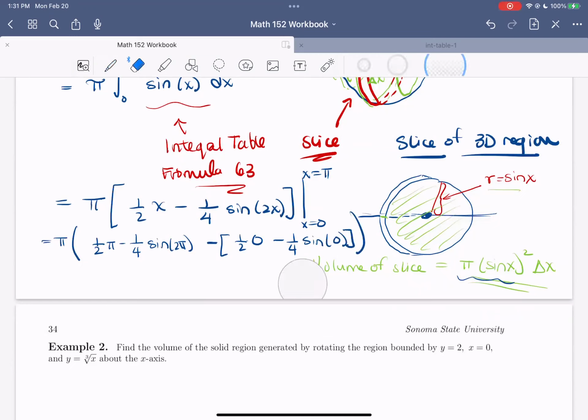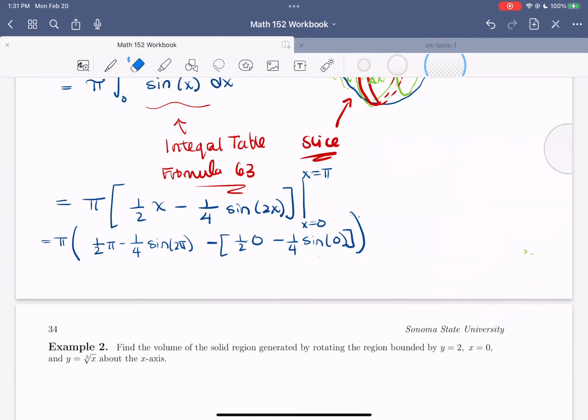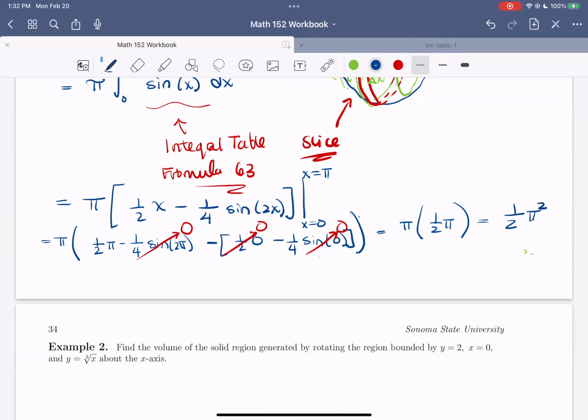Okay, I'm going to erase a little bit here just to give myself some more room. You should make sure you keep all of your notes, though, so you can look back at it. All right. And we see a couple of things cancel. Sine of 2 pi is just 0. Sine of 0 is 0. So that really cleans things up. So in the end, we're just going to get pi times 1/2 pi. And we notice 1/2 times 0 is just 0. In fact, that's all we have, pi times 1/2 pi, which is just 1/2 pi squared.